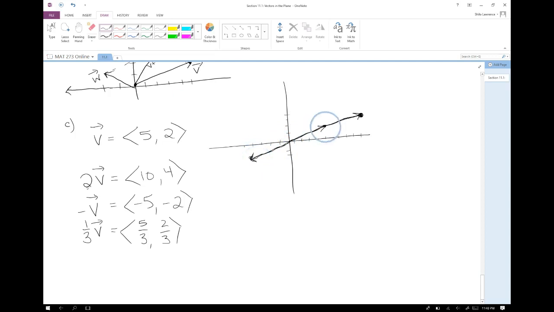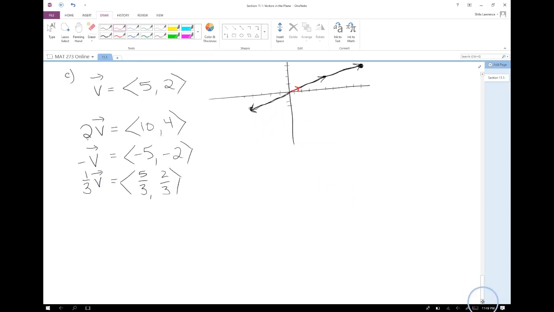And then 1/3 of v is going to take our original v here and cut it down to 1/3 of the original length. So 5/3, this is going to be tricky. 5/3 is about 1 2/3. So it looks like we're right here. And that looks pretty good as almost exactly 1/3 of the length of the original v. Remember, scalar multiples don't change the direction, just the magnitude. Unless we're doing a negative, then it will flip at 180 degrees.